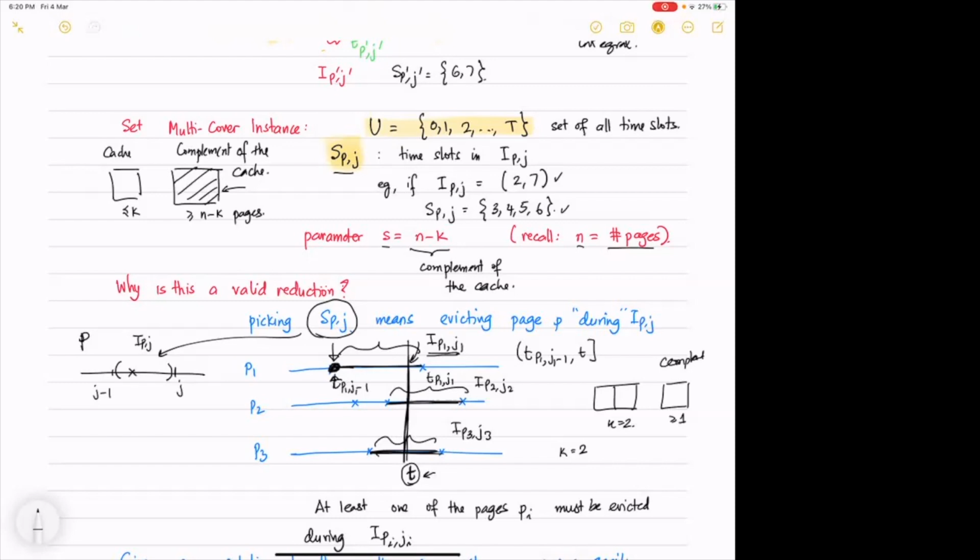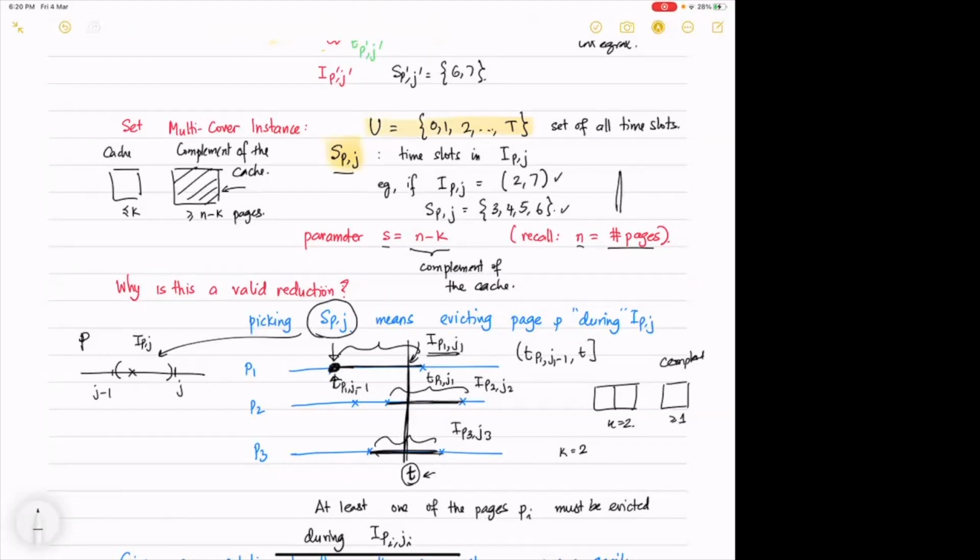So for every time t, this condition must hold: if you look at all the intervals which contain this time t, out of those, at least n minus k pages must have been evicted during these intervals. And that's exactly the meaning of this set cover problem here, the set multi-cover problem.